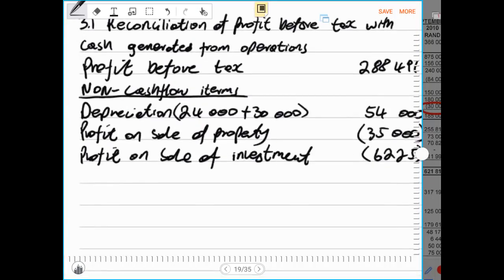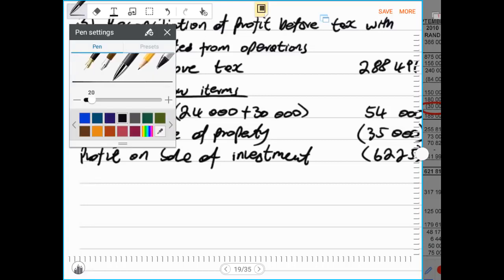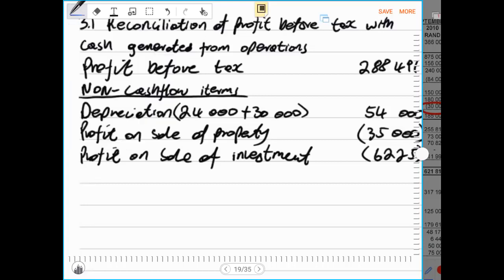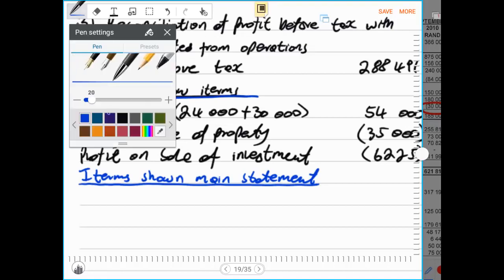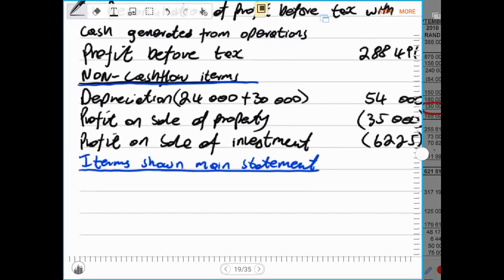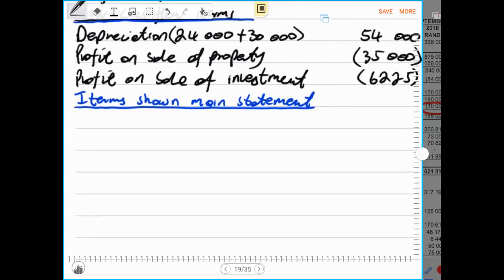Then the next line item in the reconciliation note will be items shown in the main statement. That will be a heading. Items shown in main statement. That means items that are separately disclosed in the main statement. So now under items that are shown in the main statement, we'll be recording items that are recorded independently in the main statement, which is the income statement.